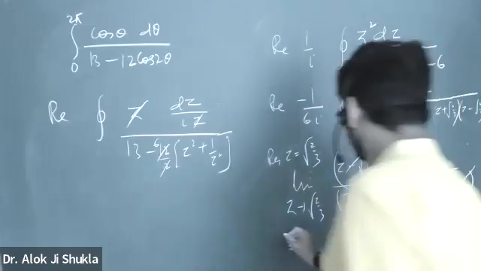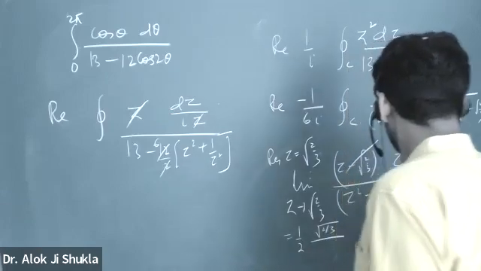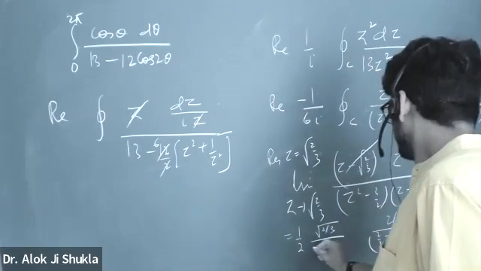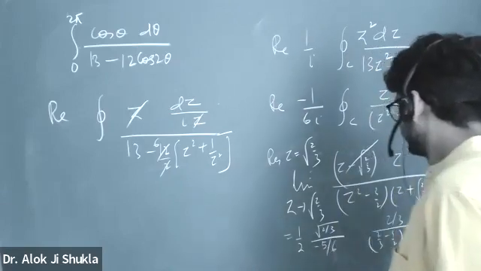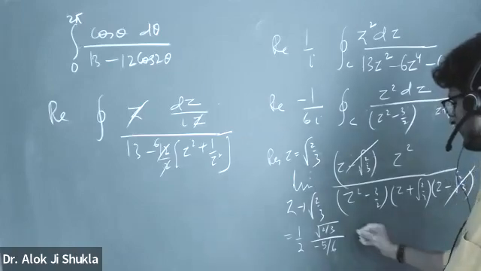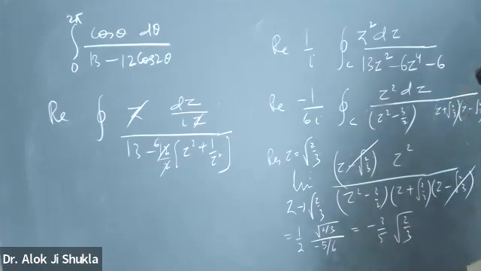This will become 1 by 2 root 2 by 3 by 4 minus 9, how much will that be? Minus 5 by 6. So what is this? Minus 3 by 5 root 2 by 3. Okay? Yes sir. Is anyone else getting this?